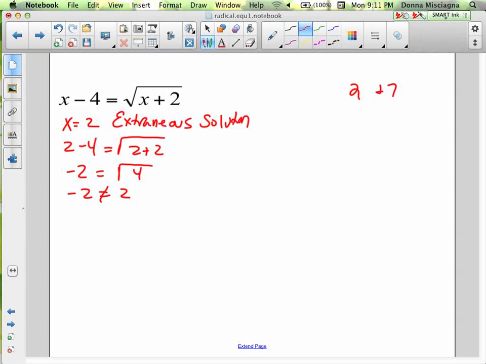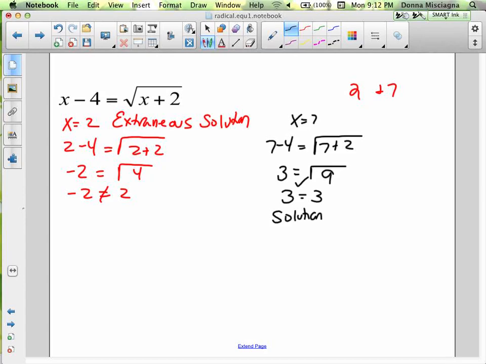All right, let's check out our other solution, which is the 7. So this is x equals 7. So we have 7 minus 4 equals the square root of 7 plus 2. 7 minus 4 is 3. So 3 equals the square root of 9 is a true statement. All right, and so this one here is a solution. The other one was an extraneous solution. And we'll give it a happy face. That's a weird happy face. There we go.